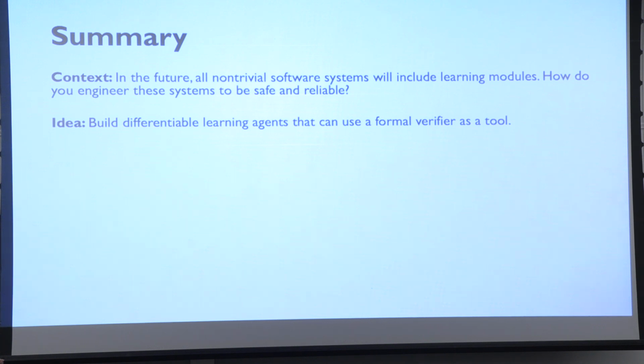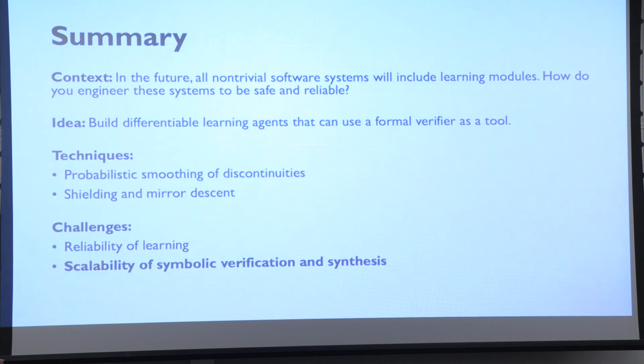Okay, and this access can take many different forms. It can include gradients. It can include having access to a shield synthesizer. There are many different ways to do this. But this overall idea of having a verifier inside the loop of a learner is very powerful. And there are, of course, lots of challenges. How do you make the learning reliable? Because it turns out that there are some complexities that come in when you bring in these extra pieces.